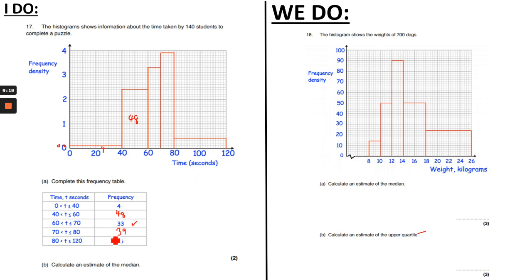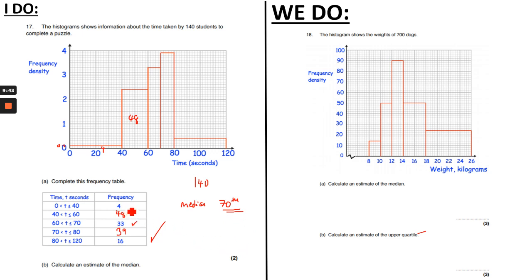Now, if we add all of those up together, if we've done it correctly, we should get the value in the question, which is 140 students. So that is correct. Now we need to work out the median. So we've got 140 students. Well, the median, the middle person is going to be the 70th person. So we need to work out where is the 70th person.